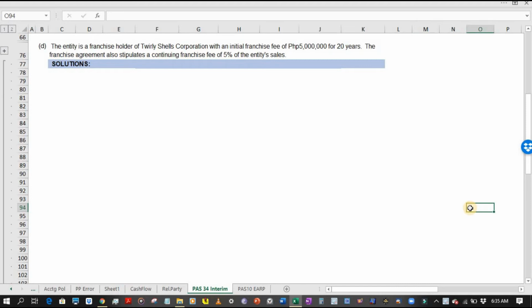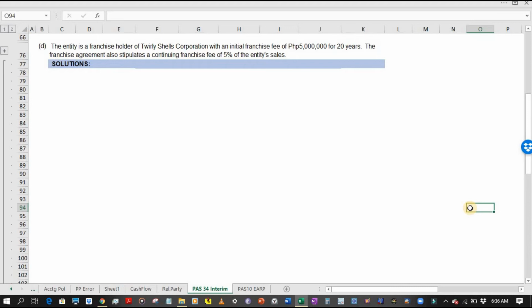So let's proceed now to letter D. The entity is a franchise holder of Twirly Shells Corporation with an initial franchise fee of 5 million pesos for 20 years. The franchise agreement also stipulates a continuing franchise fee of 5% of the entity's sales. So here in letter D, the entity ABC Company has a franchise of Twirly Shells with an initial fee of 5 million pesos, and that will be good for 20 years.